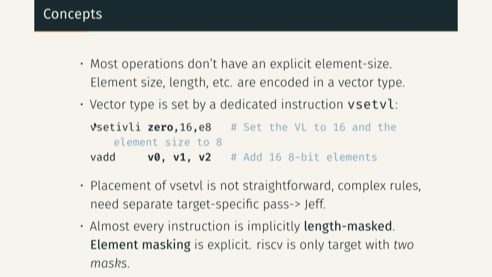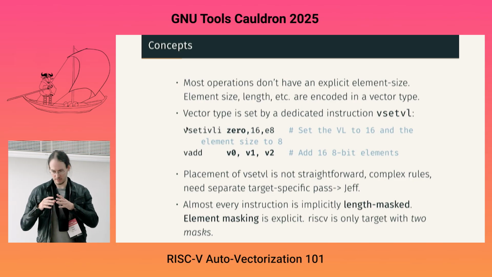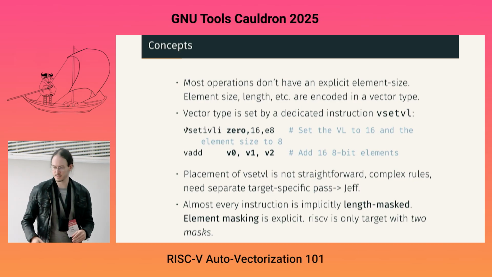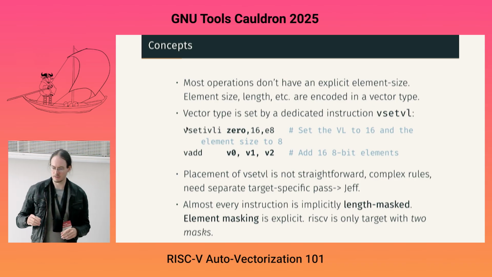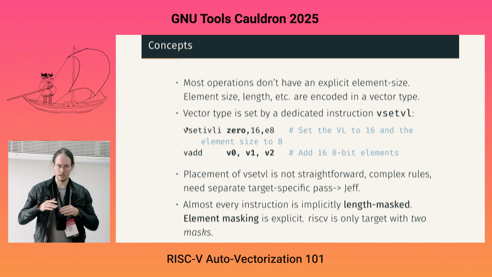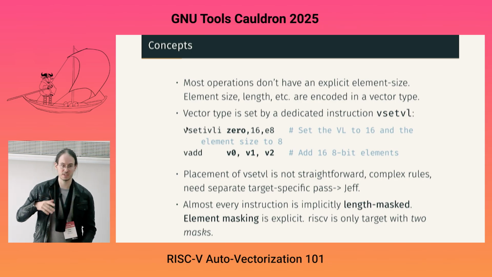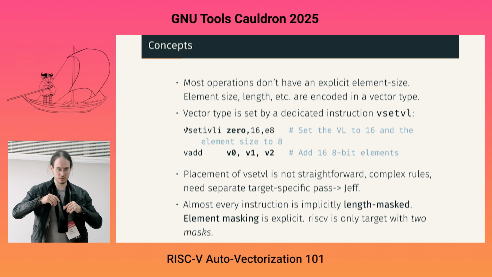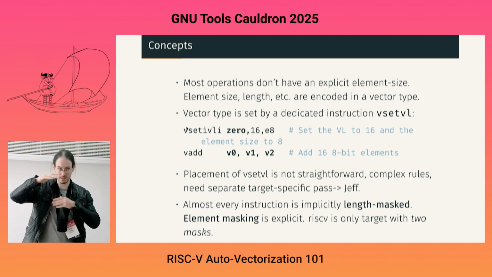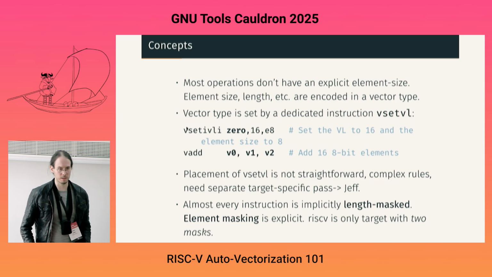And vsetvl, as you can see in this example, this vsetvl 0, 16, E8 sets the vector length to 16 elements. So we want to process 16 8-bit elements up until the next vsetvl is called. So every vector instruction between this vsetvl and the next one is going to use this particular vector type.